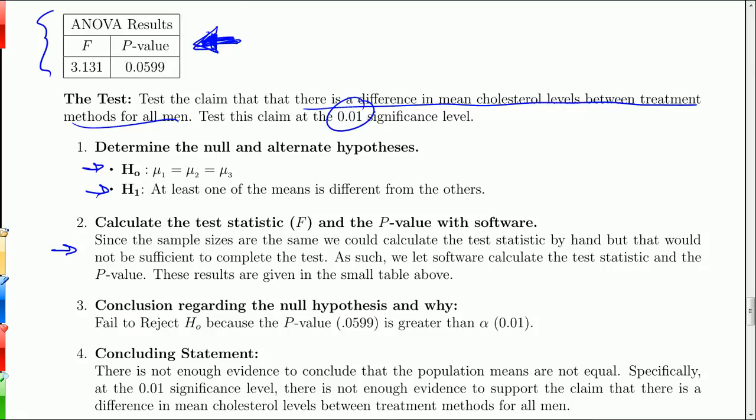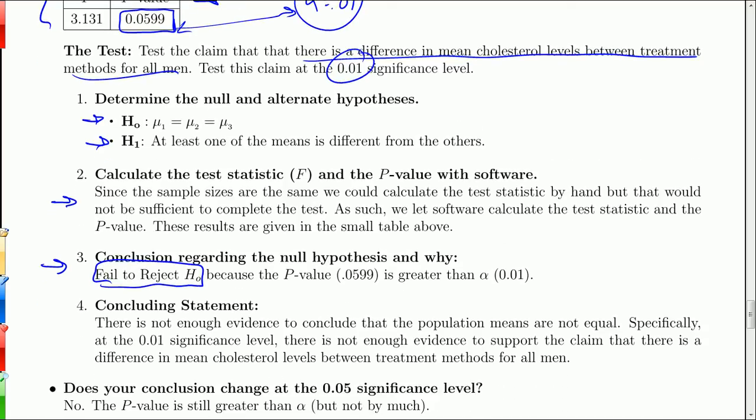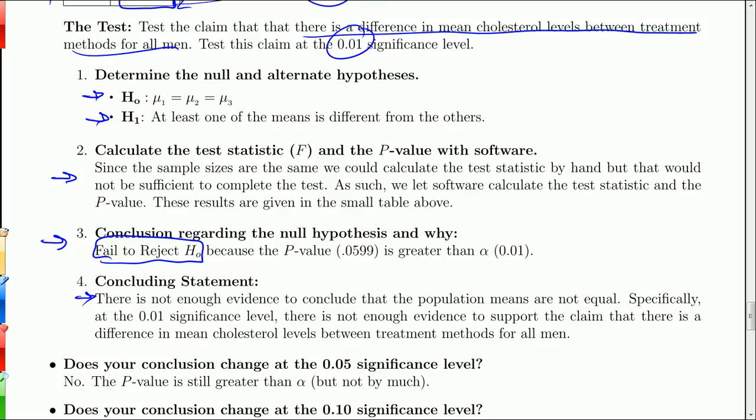So the conclusion regarding the null hypothesis, well, I look at the p-value, it's 0.0599. My significance level is 0.01. All right? So the p-value is bigger than the significance level, so we fail to reject the null hypothesis. So the conclusion goes like this: there is not enough evidence to conclude the population means are not equal. Again, we did not prove that they were equal, we just didn't have enough evidence to support the claim that they were unequal. Right? And again, the double negative does not actually imply a positive.